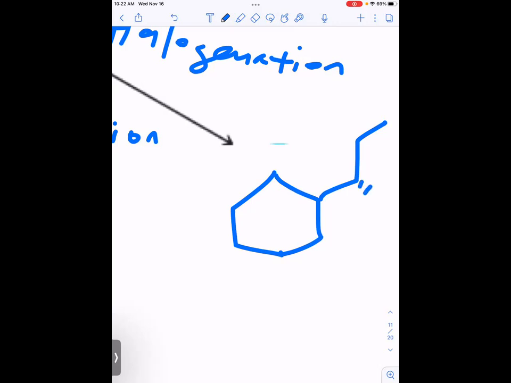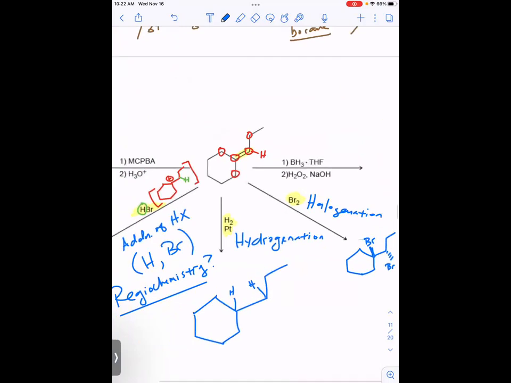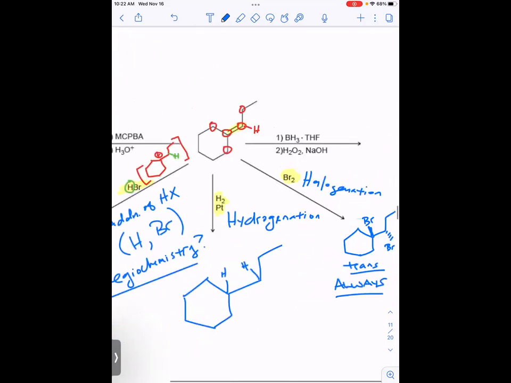So I'm gonna put this here on a dash. I'm gonna put this one here on a wedge. Anytime we add Br2 to an alkene, I'm adding a bromine to each side. And what do we call it when they're opposite like that? What's the term we use for that? Trans. Have to be trans. All right, always trans.